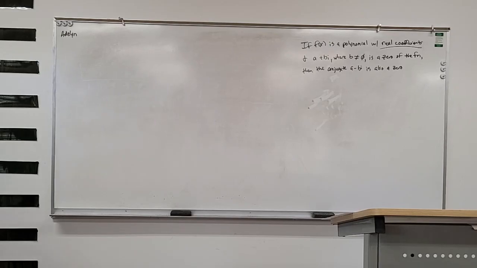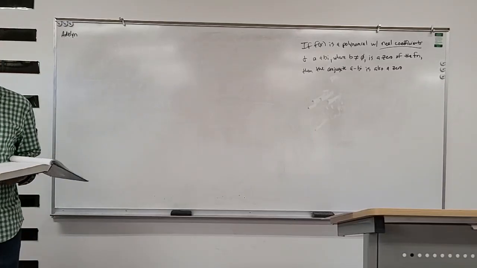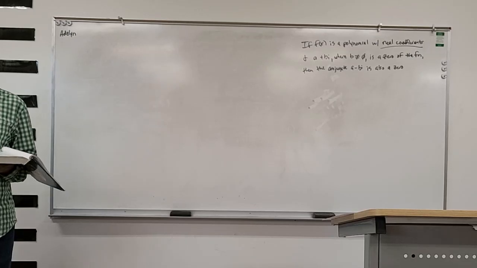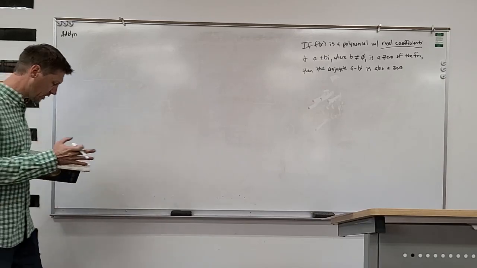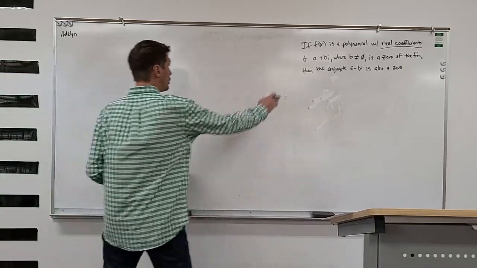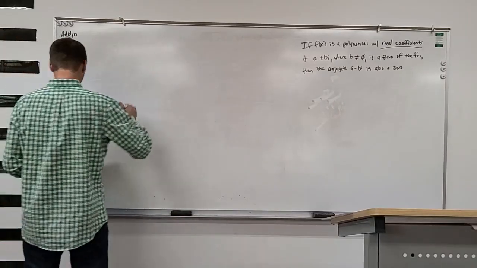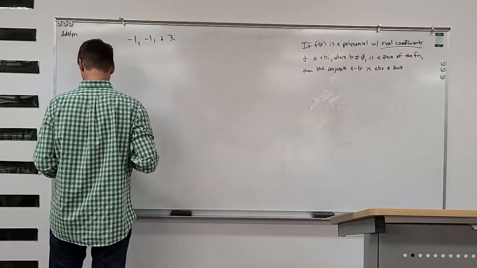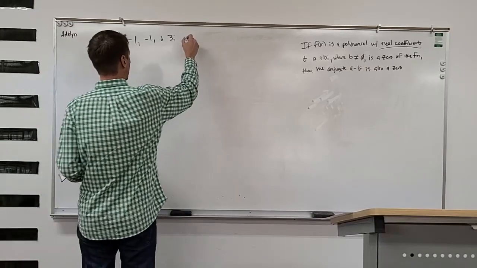So example 4 in the book says this. It says find a 4th degree polynomial. 4th degree polynomial means that the highest power on my x terms is going to be 4, right? So 4th degree polynomial function with real coefficients. So that means I can use this to my advantage. I know it has real coefficients, and it has -1, -1, and 3i as zeros. So then the fourth zero is just -3i. The fourth zero has to be negative 3i.